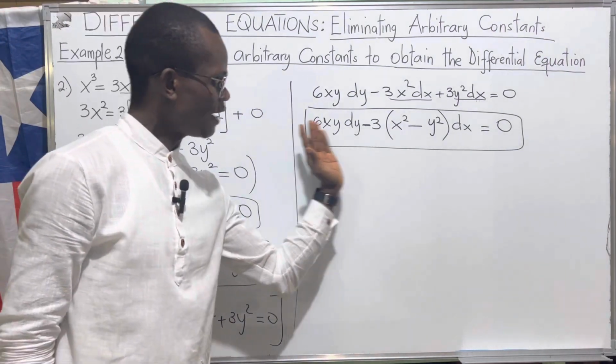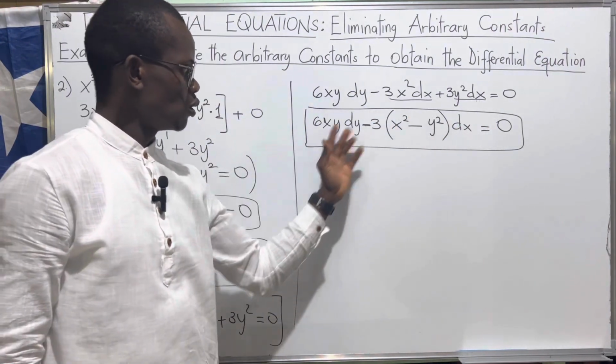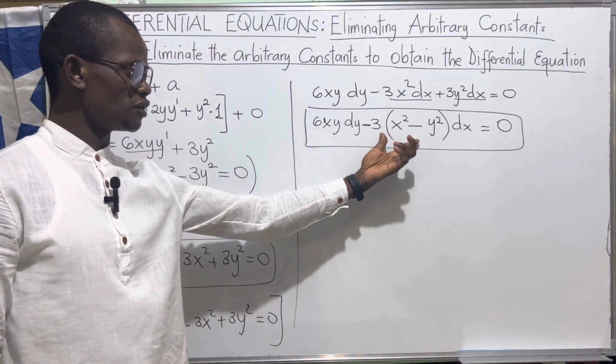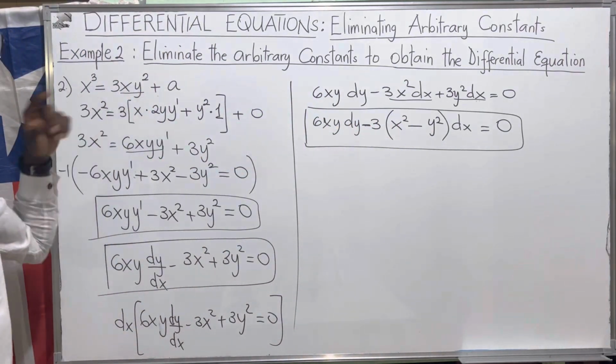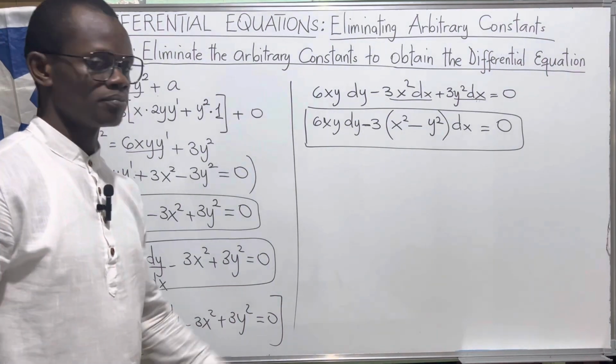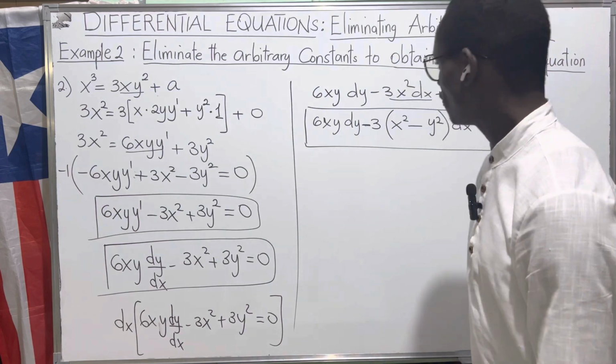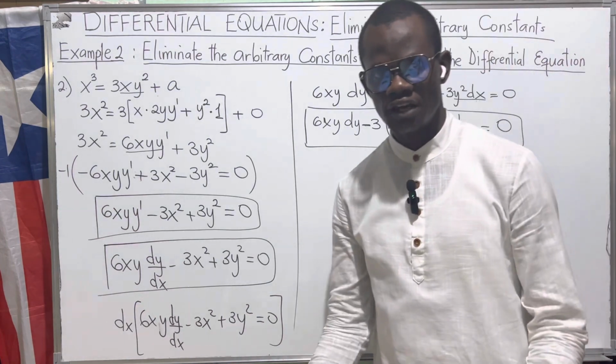So if you have this differential equation now, we are able to solve this first order differential equation to arrive at our general solution. So that's how we eliminate arbitrary constants to arrive at the differential equation given the functional relation.